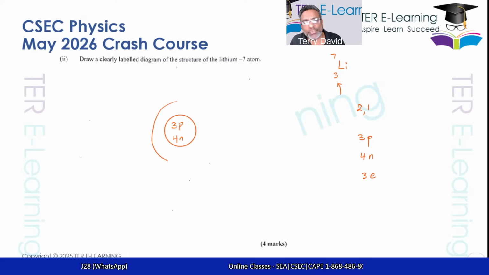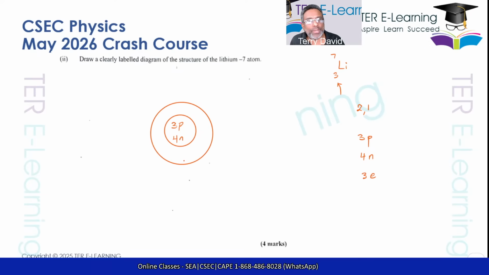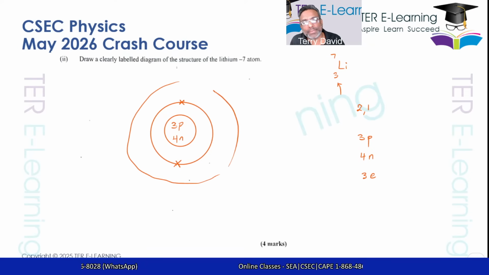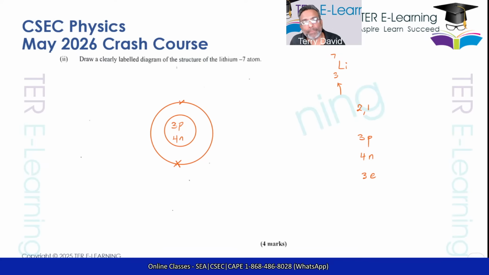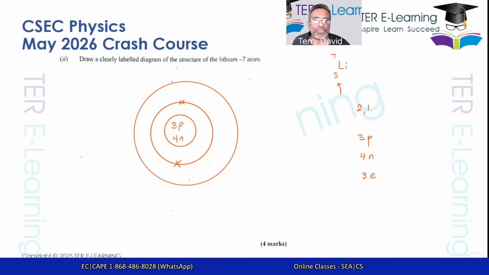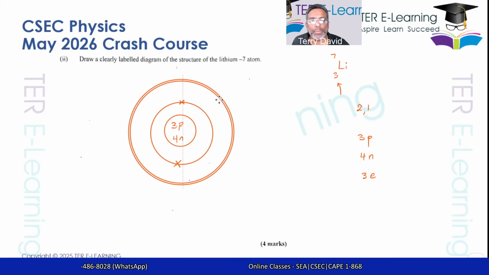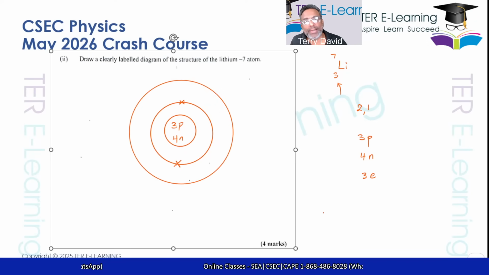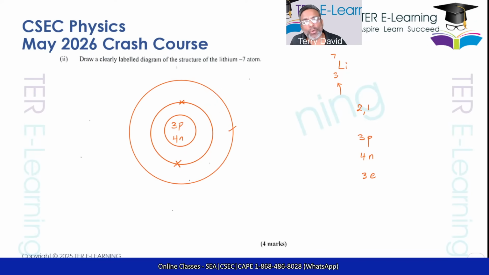And now I'm going to draw the first shell. Okay? This first shell here, we are going to put 2 electrons. So you're going to put X here, X here. So that's 2 electrons. We're going to draw a second shell here. Right? This second one here, we are just going to put 1 electron.